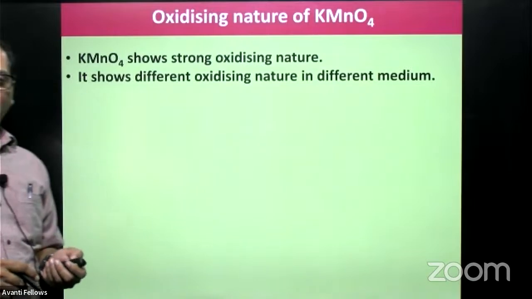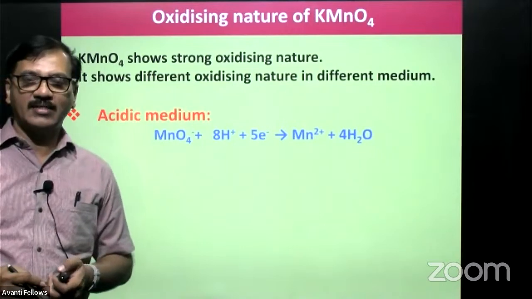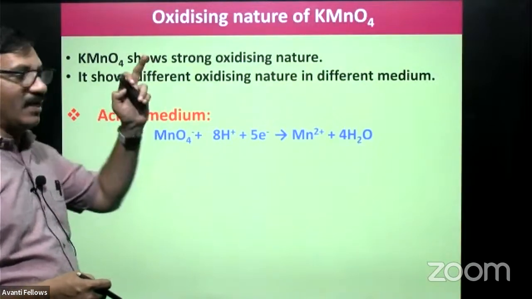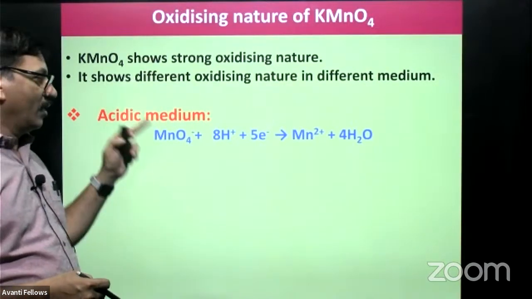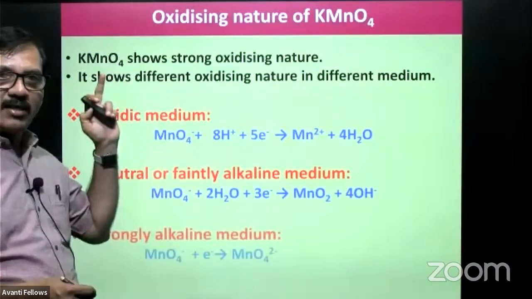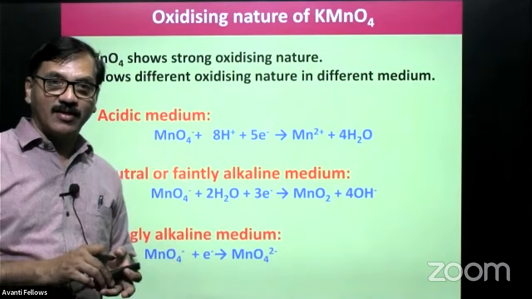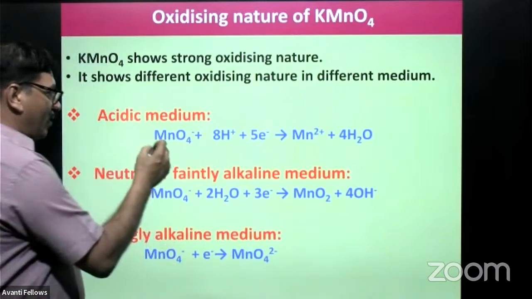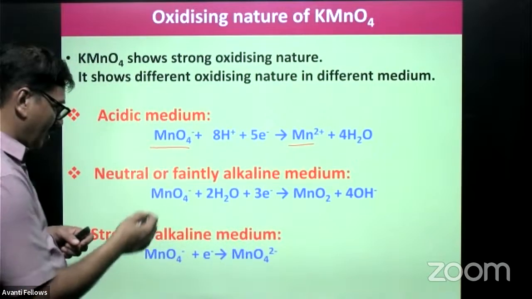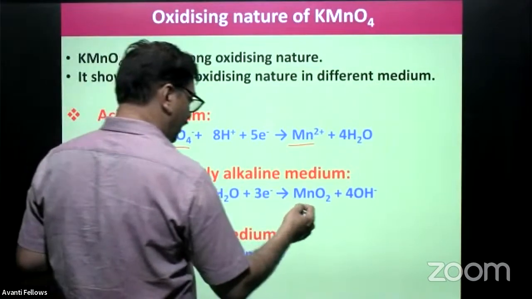KMnO4 is a strong oxidizing agent in different media. You have to remember, it is an oxidizing agent in acidic medium, in neutral medium, and in alkaline medium. Why do we have to say all these things? Because the products are different. MnO4- ion in acidic medium will give Mn2+ ion. The same MnO4- in neutral or slightly alkaline medium will give MnO2.